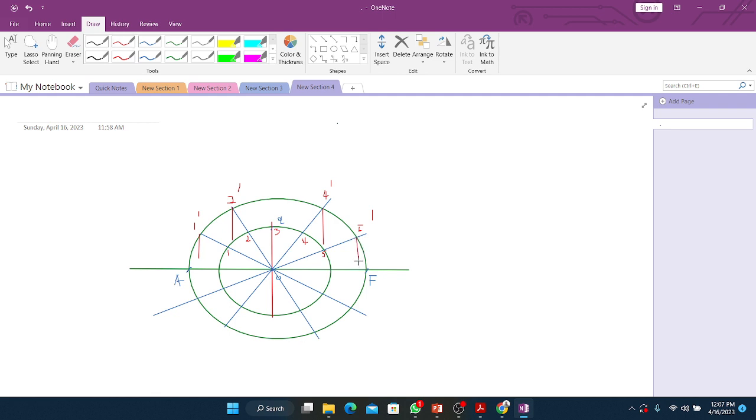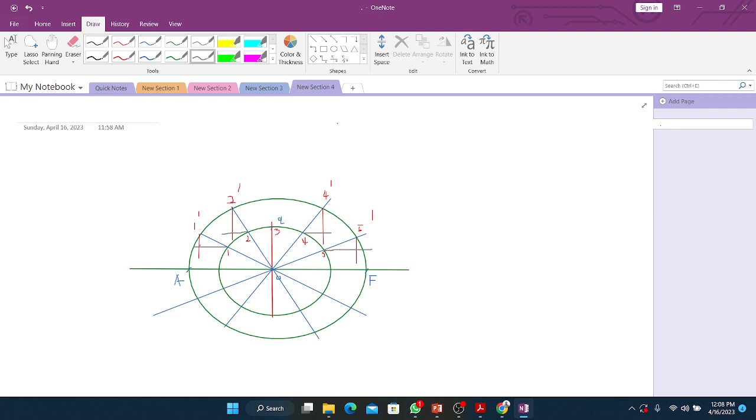Okay, then the horizontal lines. You want to draw horizontal lines through these 1, 2, 4, 5 points. These are horizontal lines. Horizontal line means parallel to this AF line, through this 4 point and this 5 point.